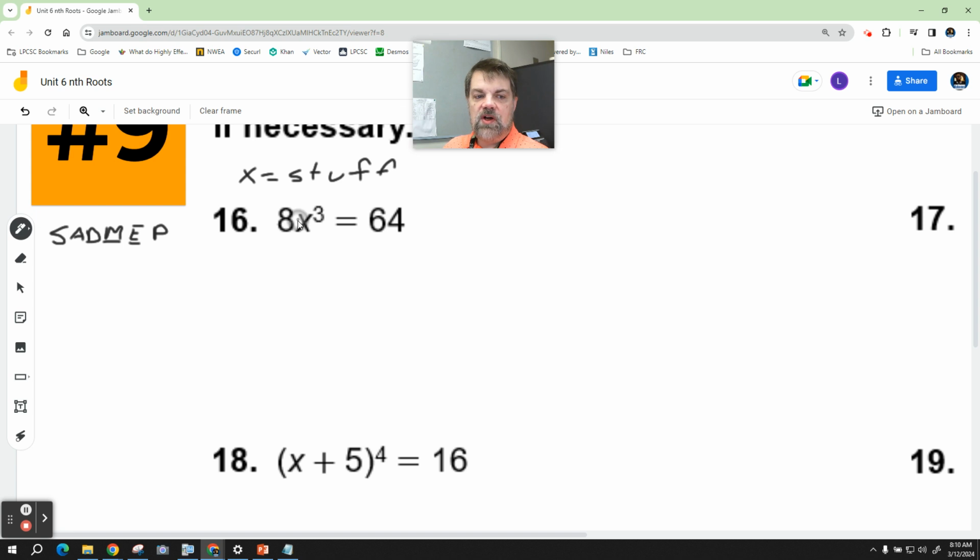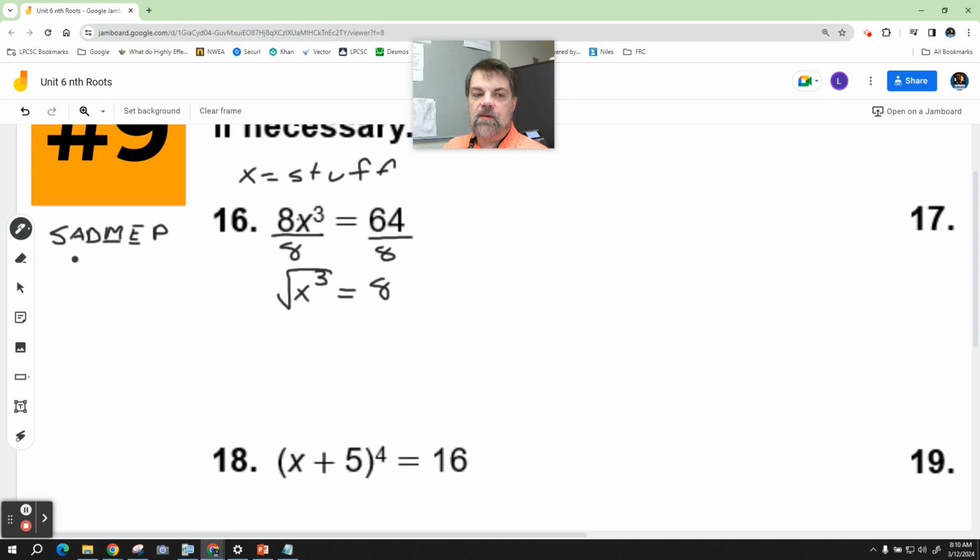So 8 is being multiplied by x cubed. To move the 8, I'm going to divide, which is the opposite of multiply. Whatever I do on one side of the equation, I have to do to the other. 8 divided by 8 is 1. That leaves me with x cubed is equal to 64 divided by 8, which is 8. You guys are used to me asking questions. Before I can ask the questions, you answer. That's good. All right, so now I'm going to take the cube root.